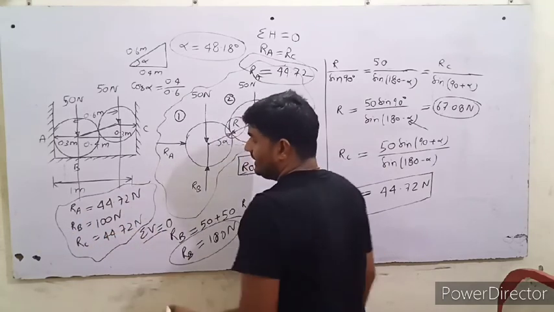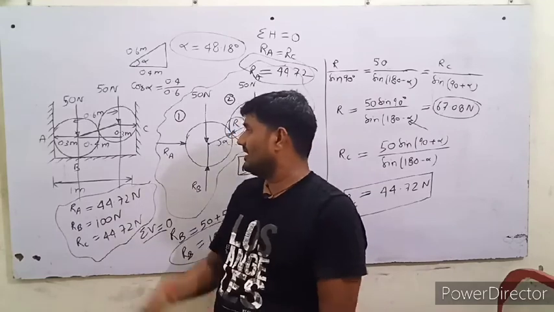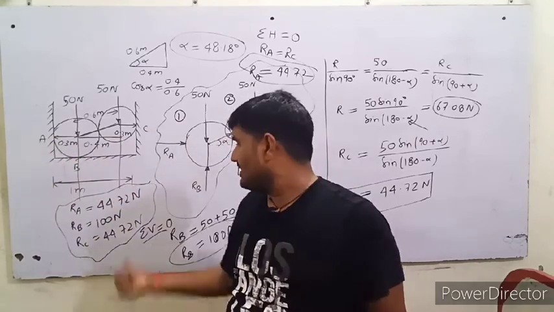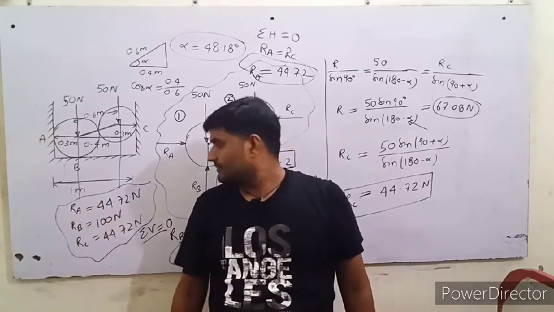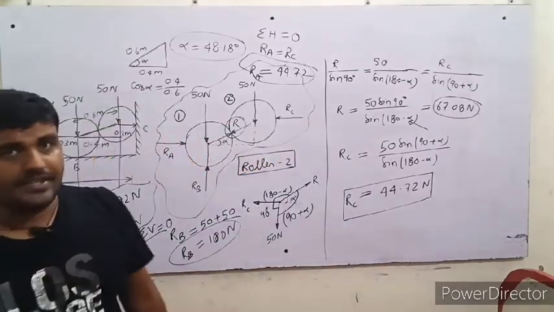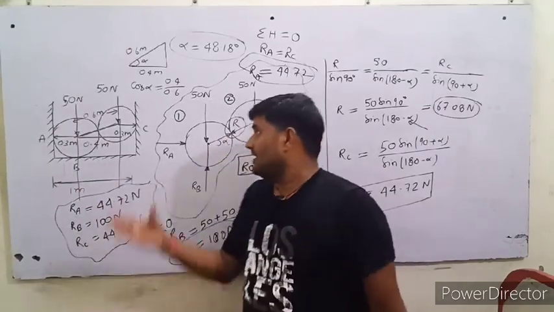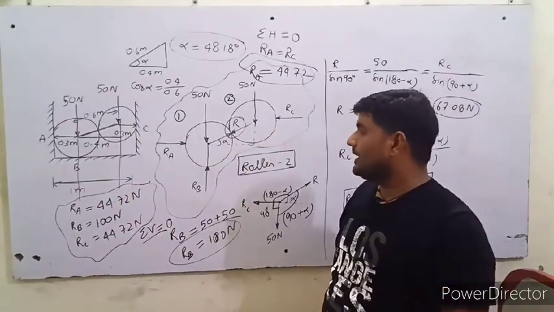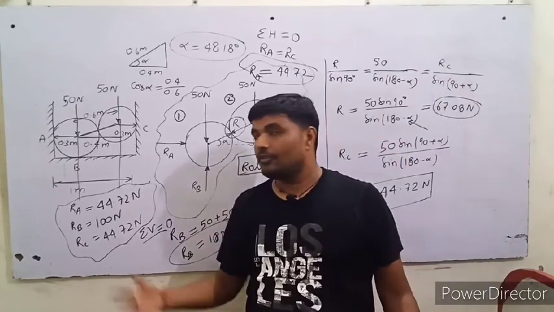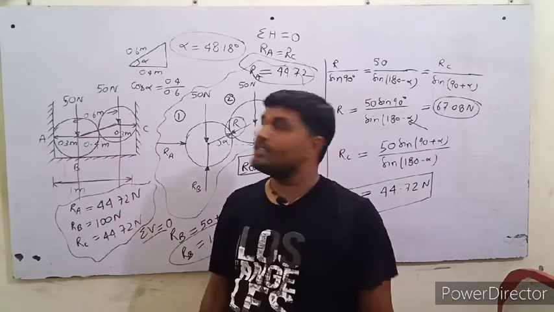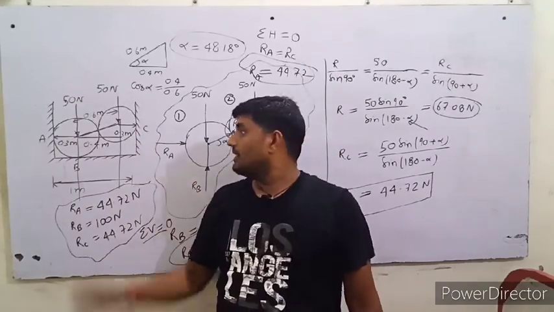Generally in GATE he will ask either RA, RB or RC. He will never ask all these three reactions. So students, this is the basic concept of free body diagram. I already explained how to draw free body diagram for a single roller. If we are having two rollers, how to solve these problems.